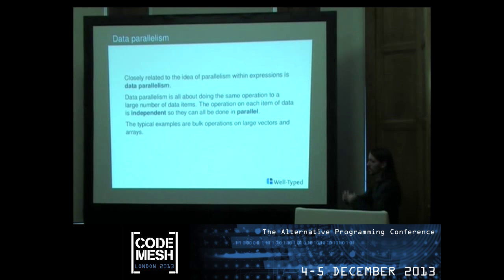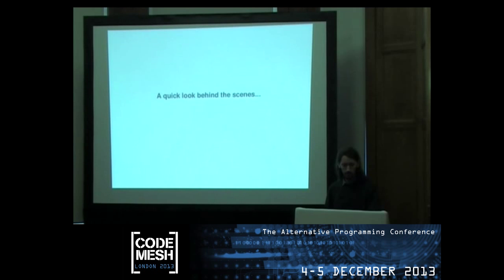So closely related to this idea of parallelism within expressions is parallelism within expressions when you're dealing with big arrays or collections. And this we call data parallelism. So it's all about doing the same operation in bulk on a large number of elements in some collection, typically arrays. And because the idea is that each computation on each element is independent of all the others, then we can do the whole lot in parallel in one go. So the typical examples are things like big vectors, matrices, arrays, and operations in terms of those. And I'll come back and talk a bit about that later, another library we have for doing that.